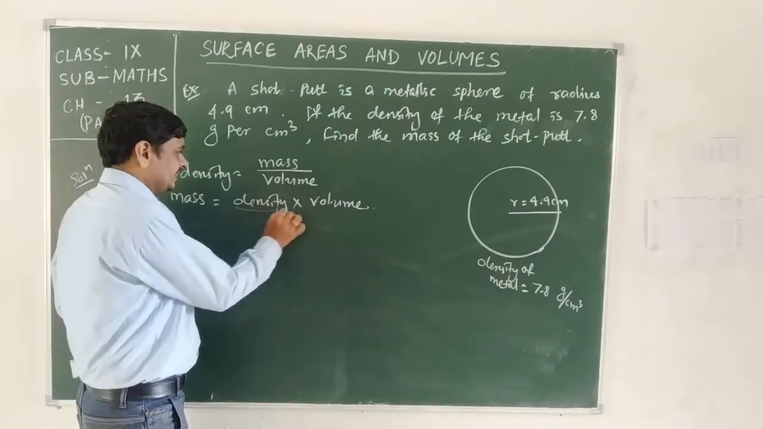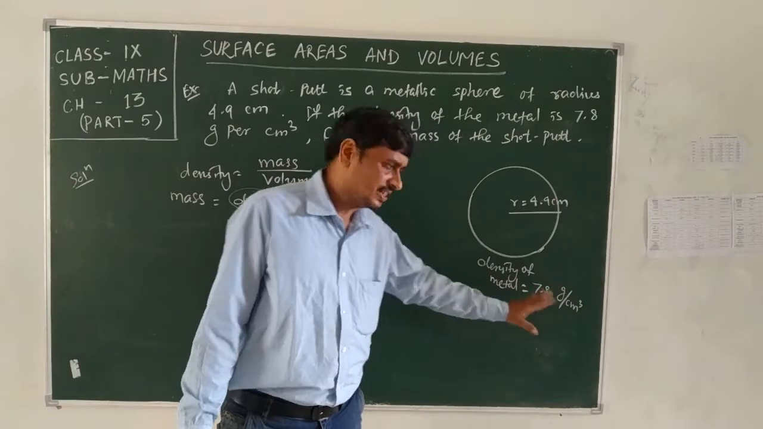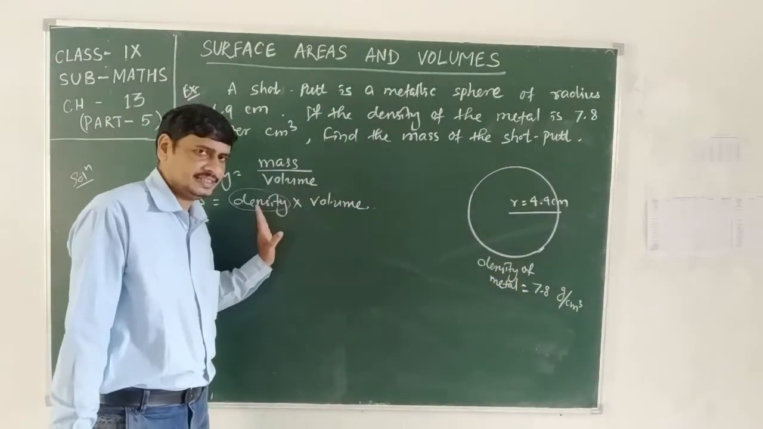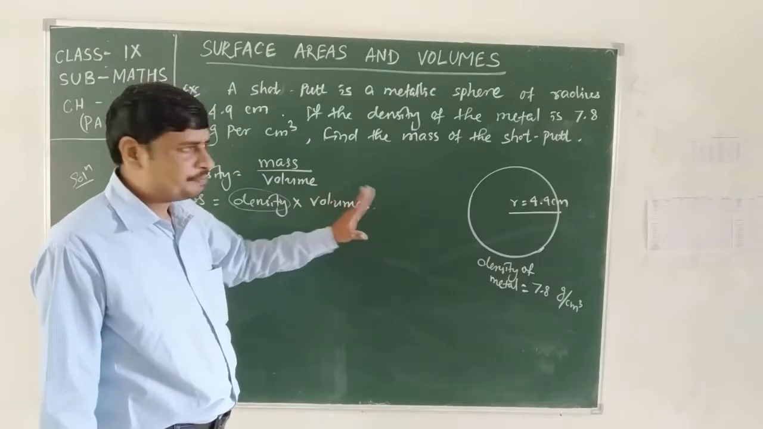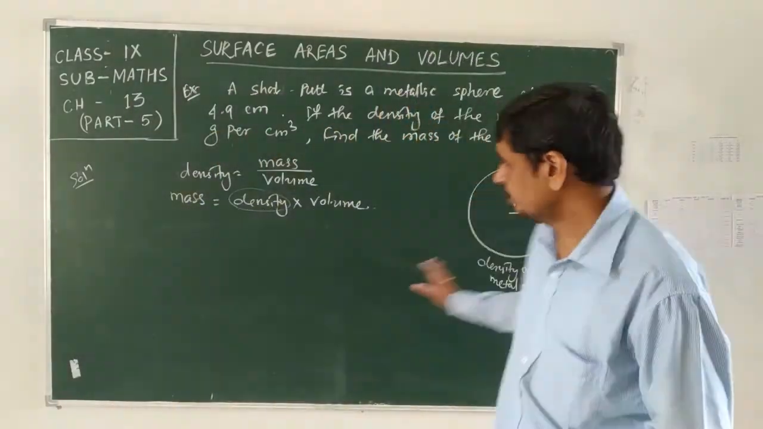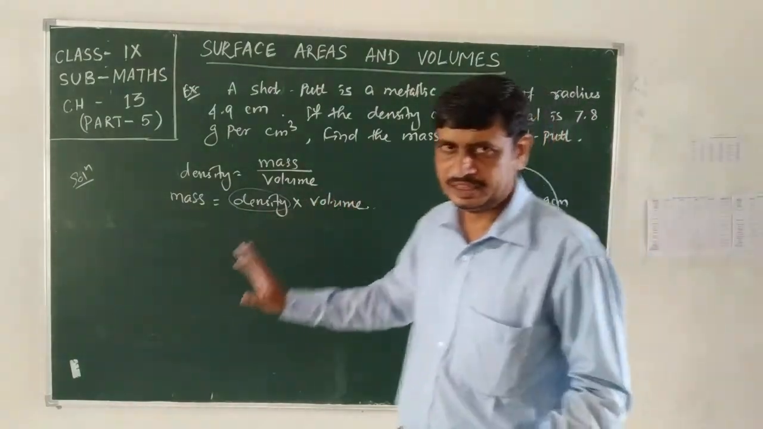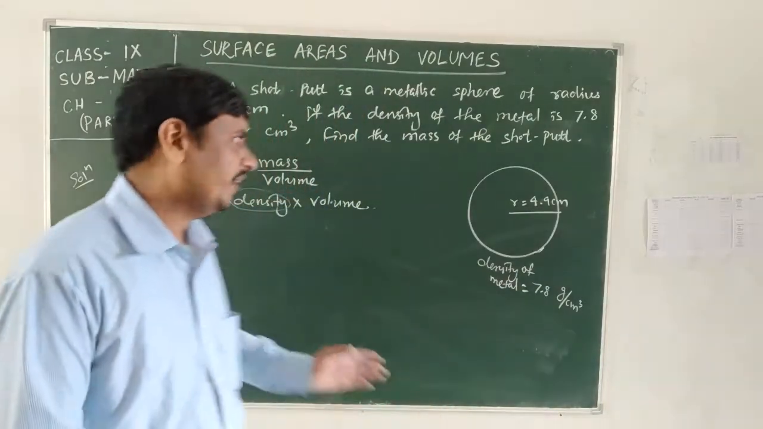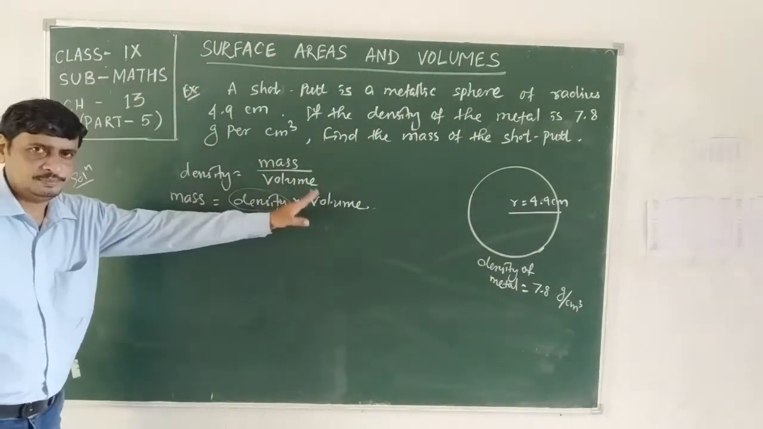But it is given density of the metal, that is 7.8 gram per cm cube. It is already given in the question, the density, but not given the volume of the circuit. So we have to find the volume of circuit, that is the volume of the sphere. After getting the volume of the sphere or volume of the circuit, we can find its mass. So first, we have to find the volume of sphere.